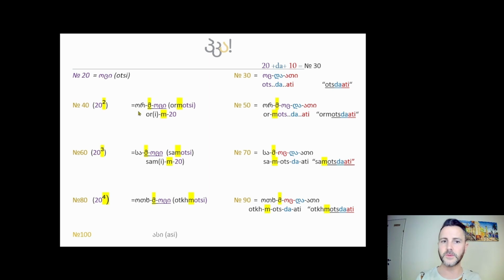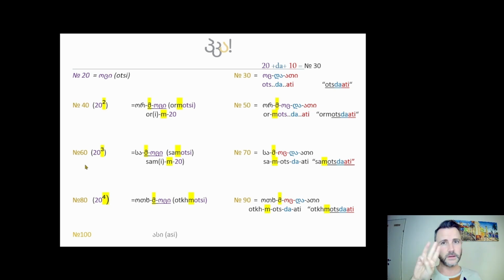Now 50 is going to be 2 20s and a 10. So we repeat this one. Ormotsdaati. Again, ormotsi, 40, which is 2 20s, da and 10. Ormotsdaati, 50.